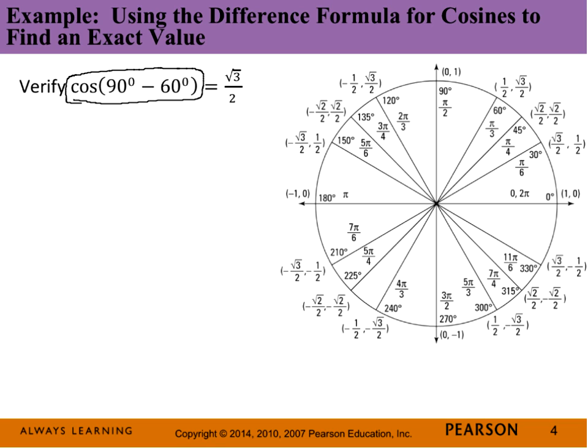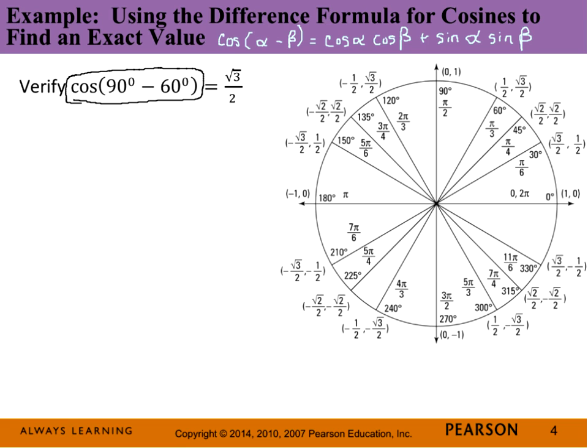Okay, so we start with the cosine difference formula, and I'll write this up at the top for reference. The cosine difference formula says that the cosine of alpha minus beta is the same exact thing as the cosine of alpha times the cosine of beta plus the sine of alpha times the sine of beta. So we're going to use that formula to see if the cosine of 90 degrees minus 60 degrees truly does equal square root of 3 over 2. And I included the unit circle just so you wouldn't have to flip back through your notes to get those values that we're looking for. So we'll go ahead and get started with this.